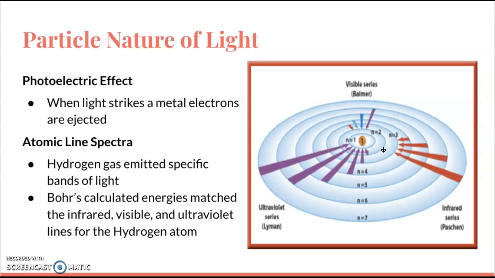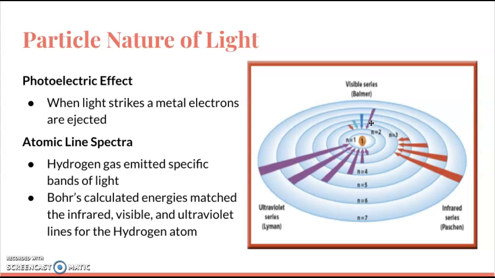And we kind of see that here. If I have an electron that moves from 7 to 1, I'm going to be in that ultraviolet. If I have something that moves from 6 to 3, I'm going to be in infrared. Visible light's up here.